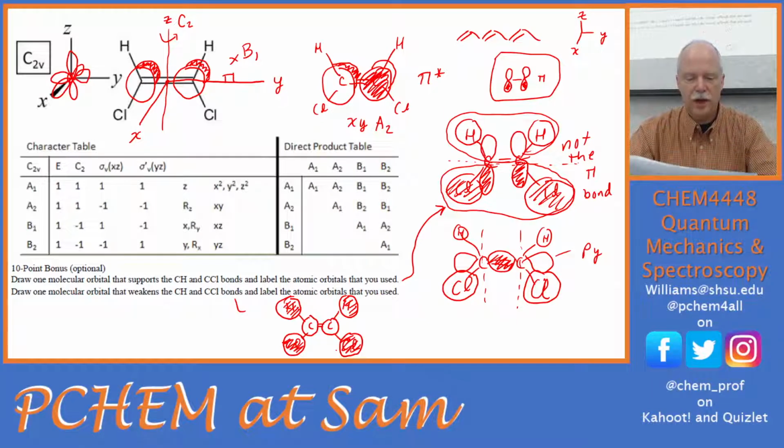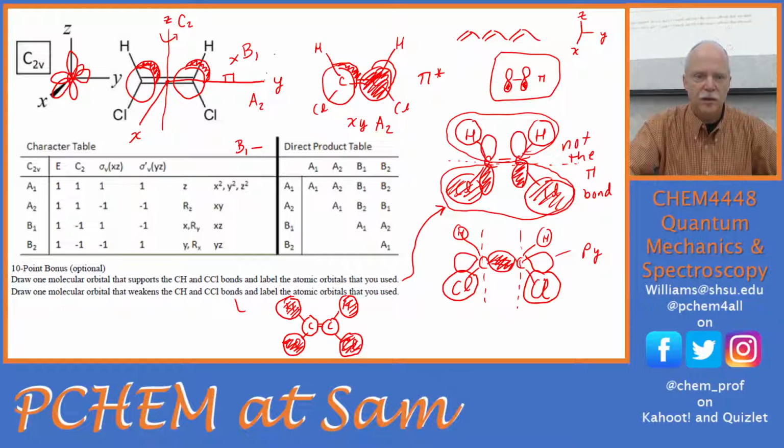Oh, and then lastly, it says show if the pi to pi star transition is allowed. Okay, so we need to determine whether the B1 to A2, oh goodness, is allowed.